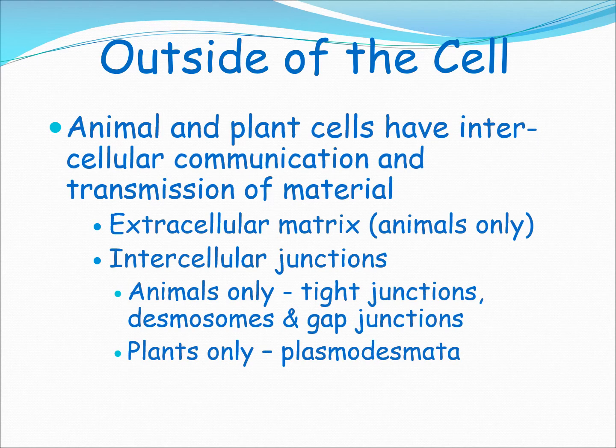In both animal and plant cells, there is intercellular transmission of material in addition to communication across the cells. Animals have an area known as the extracellular matrix, which is outside of the cell. They also utilize tight junctions, desmosomes, and gap junctions to aid in these cross-cellular functions. Plants only have plasmodesmata to help with transport of materials and communication.